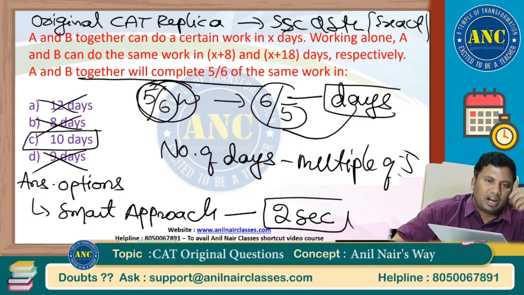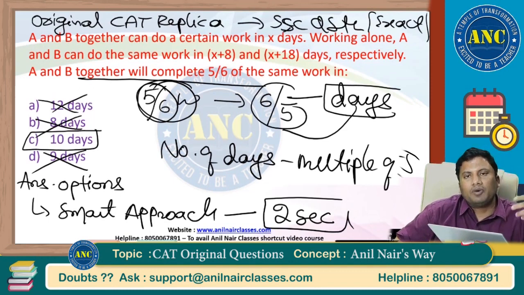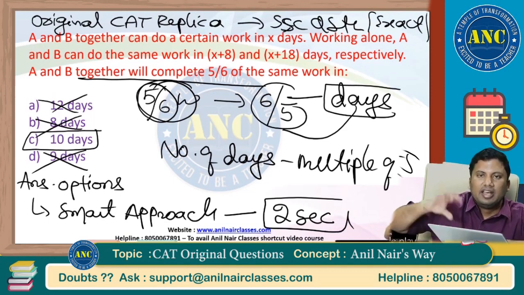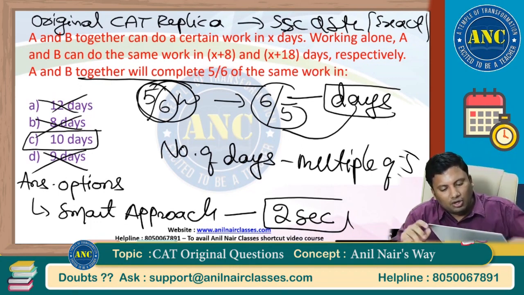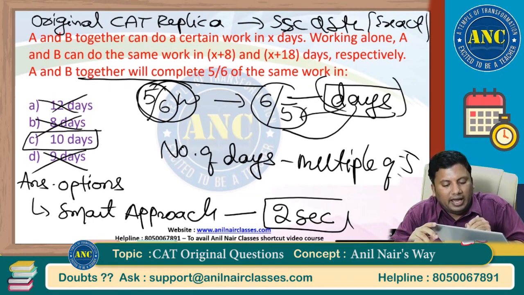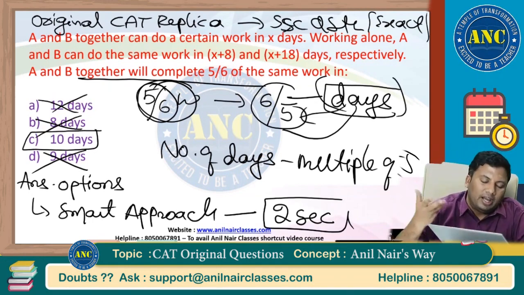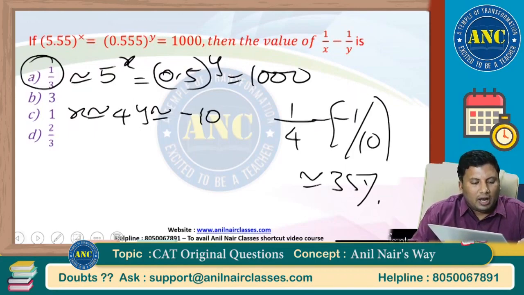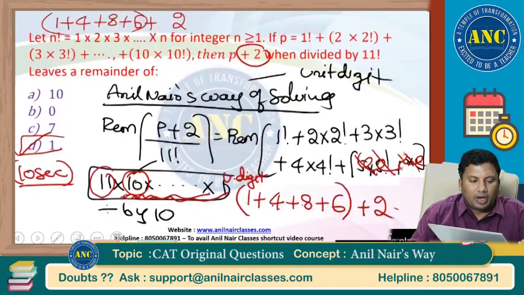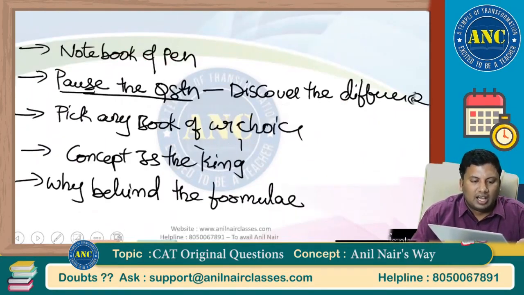Efficiency and the number of days are inversely proportional to each other. 5/6 will become 6/5, 6/5 of the number of days. So, the number of days should be a multiple of 5. Only one option is a multiple of 5. I hope all these approaches are clear to you. Again, I will tell you.